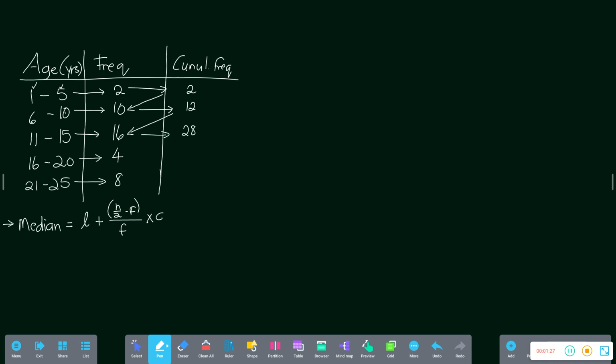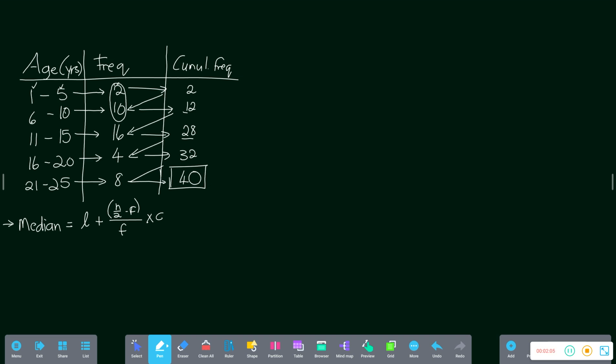What this cumulative frequency is saying is that in the first row, only 2 people are represented. Here in the second row, it takes into account the first and the second row, so it's saying that 12 people are represented. Then in the third row, 28 people are represented. In the fourth row, 32 people are represented. And then in the last row, everybody has been represented. So altogether, we have 40 people whose ages have been surveyed.